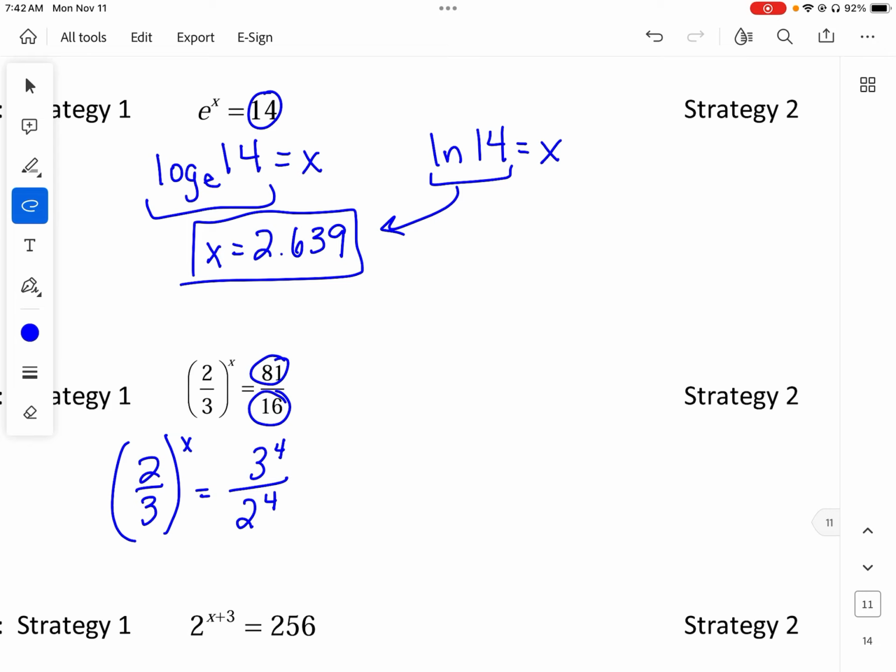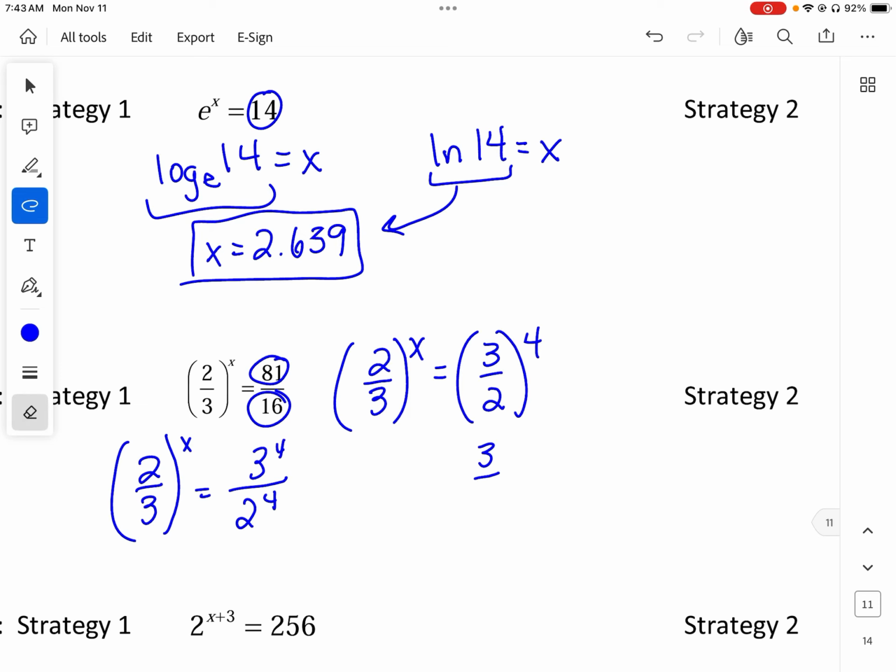But what I could do is I could flip it. Let's do 2 over 3 to the x equals 3 over 2 to the 4th, which still isn't right, but remember our rule of the negative power, I could actually flip it. So I'm going to write this as a negative 4. So now I have them as the same base, so x equals negative 4.